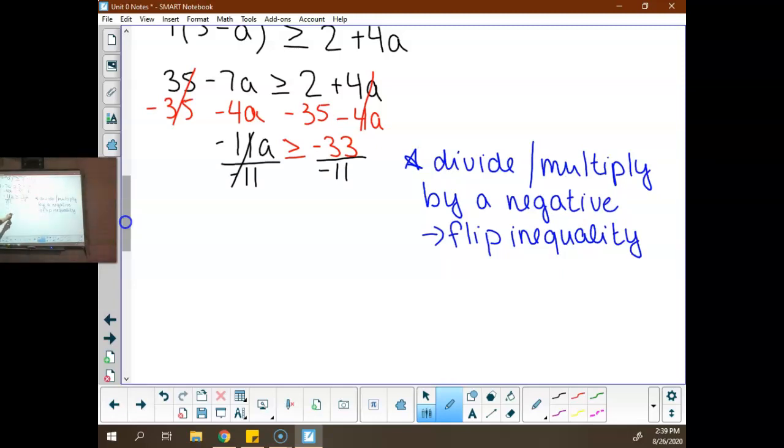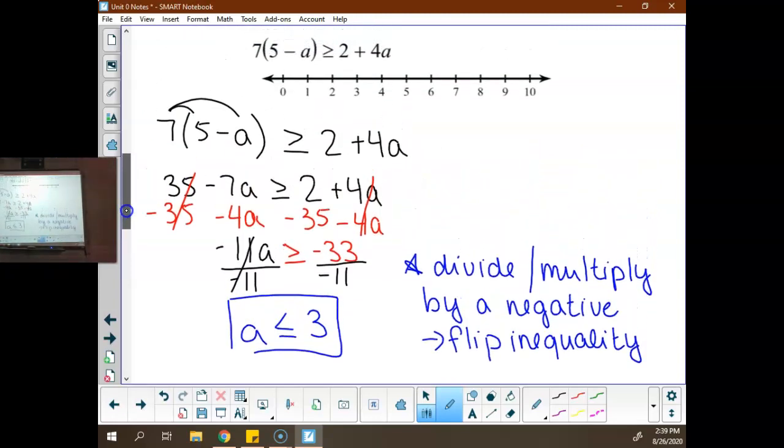I now have a positive A. So A, instead of being greater than or equal to, is now less than or equal to 3. So this is my inequality notation of my solution. I need to go back up and fill in my number line. It's got to be a closed circle because it's less than or equal to. And because A comes first, it shows the arrow going to the left. And that also makes numerical sense because I want A to be less than or equal to 3.